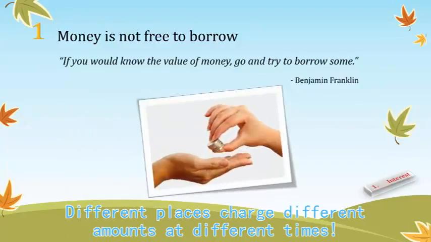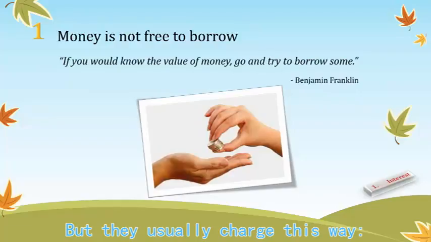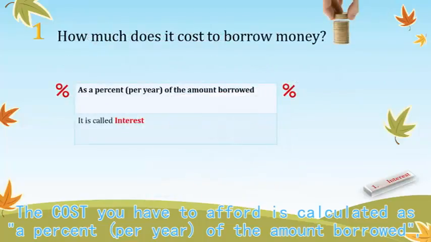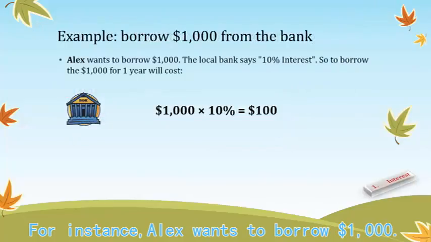Well, different places charge different amounts at different times. But we usually charge this way. The cost you have to afford is calculated as a percent per year of the amount borrowed, and this is called interest. For instance, Alex wants to borrow $1,000.